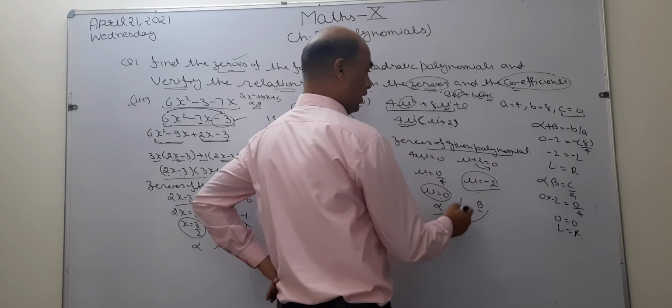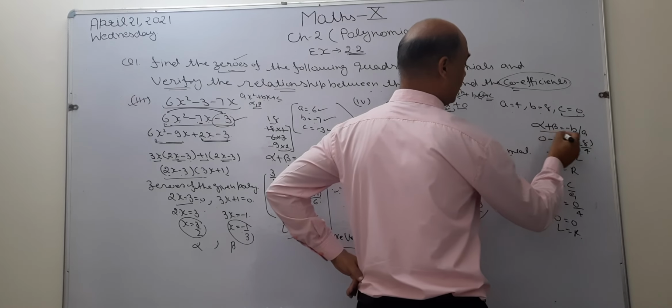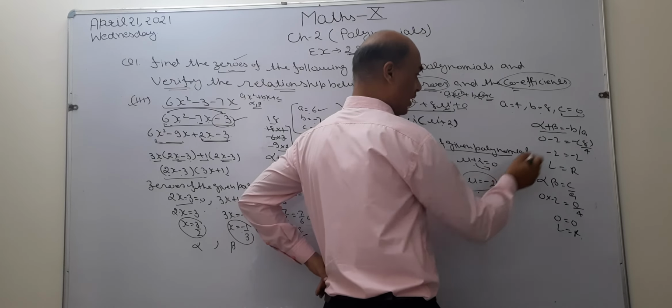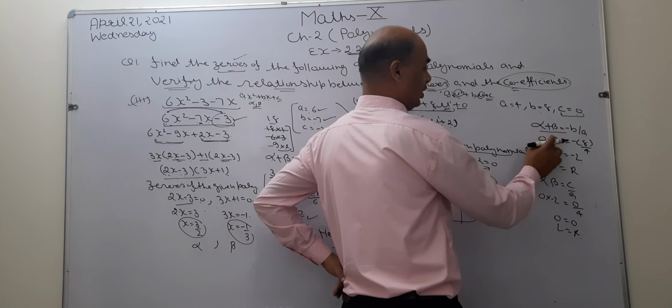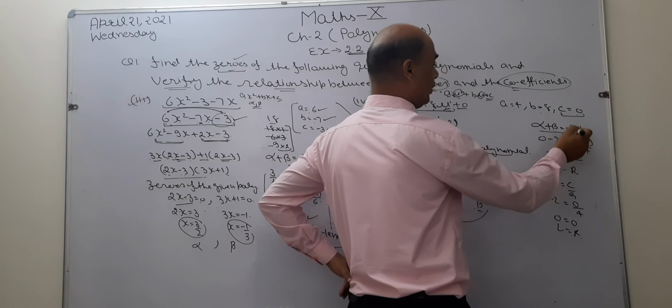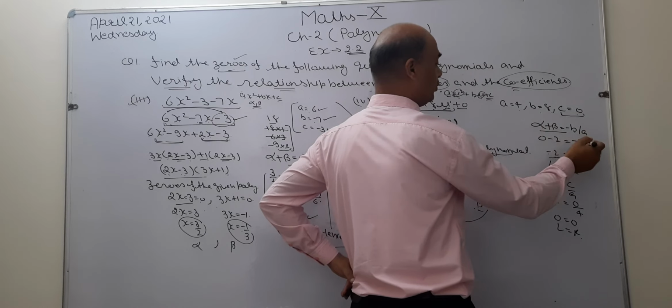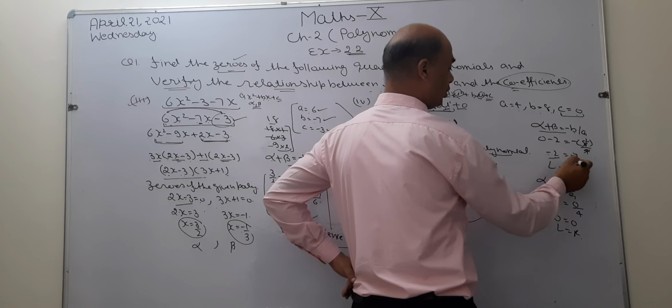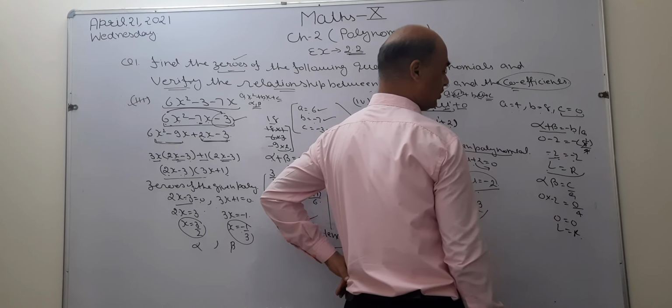Now I'm going to verify the sum. What is the formula? Alpha plus beta equal to minus b by a. What is alpha? 0. What is beta? Minus 2 right here. See here, plus minus minus, minus 2 remains the same. What is the value of b? 8. What is the value of a? 4. 4 1s are 4, 4 2s are 8. This becomes also minus 2. Both the sides are equal, therefore left hand side equal to right hand side.